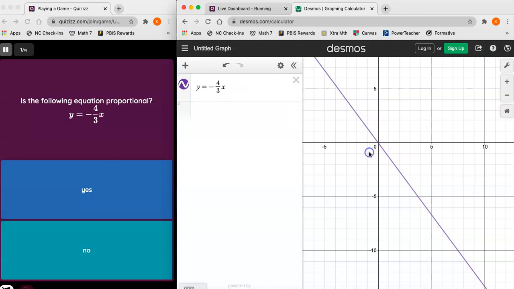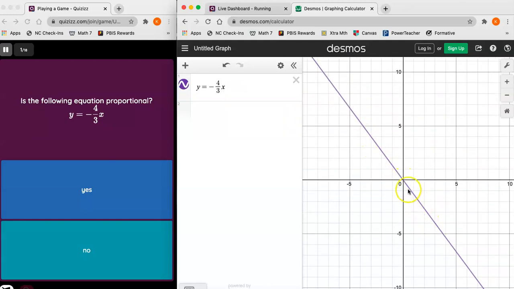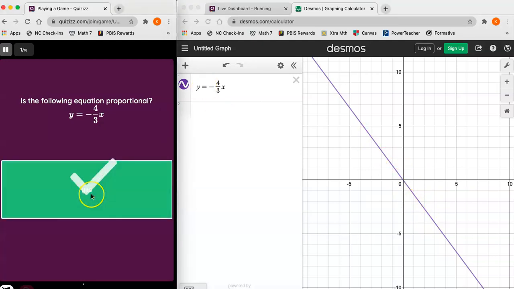There we go. Now you can see that this graph is proportional. It is a straight line that goes through 0, 0. So this is a proportional equation.